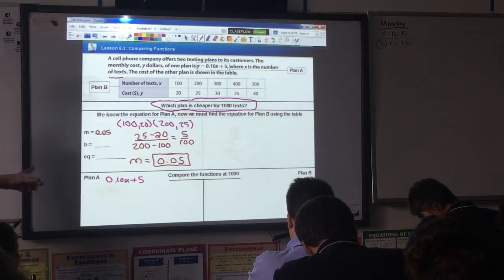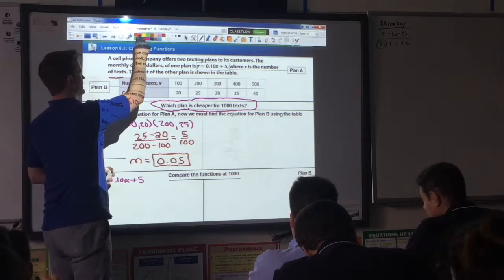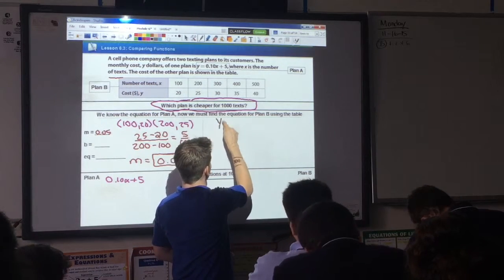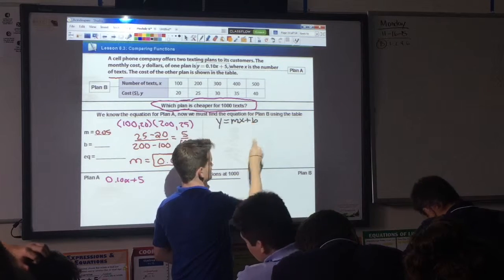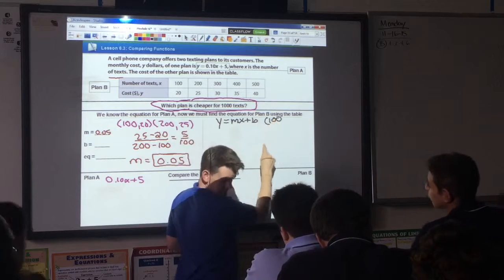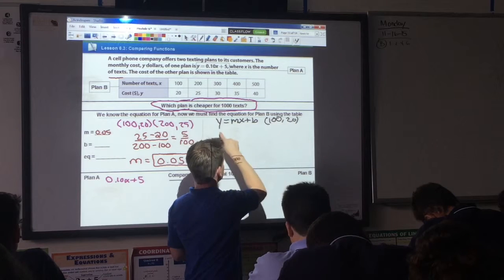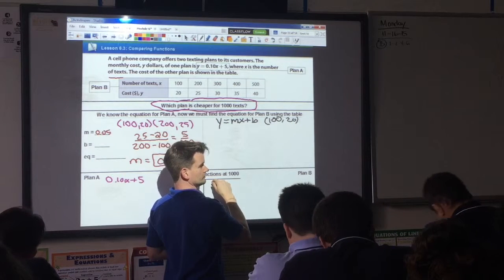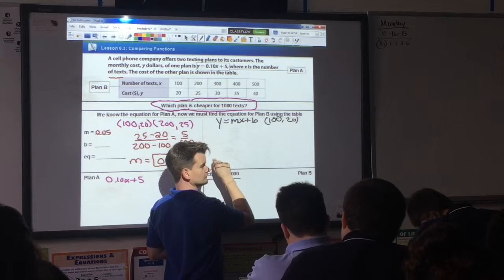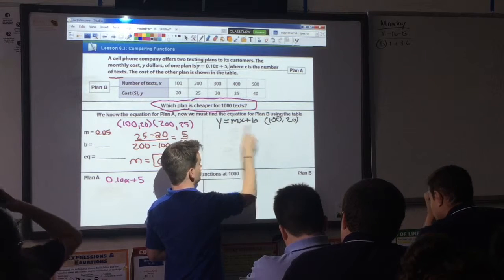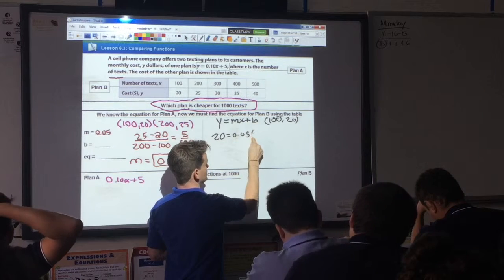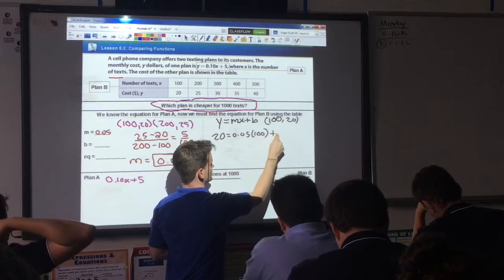Let's go to Yama. Want to find the b. So tell me what equation I'm going to write. y equals mx plus b. What coordinate pair do you want to use? 100, comma, 20. What goes in for the y? 0.05 is the m, right? So what goes in for the y? 20. 20 is the y value. So 20 is equal to 0.05 times 100 plus b.